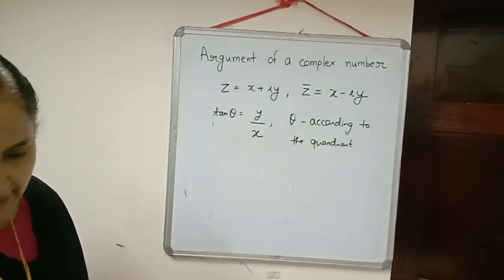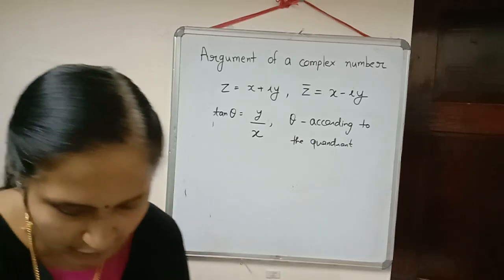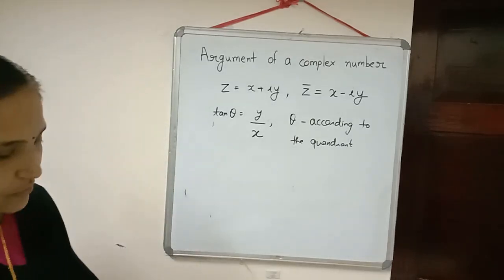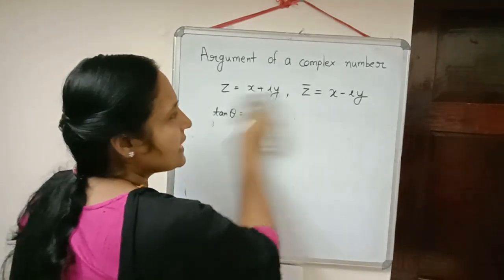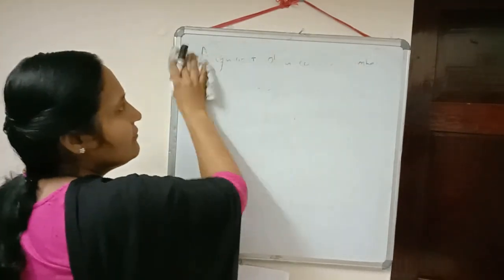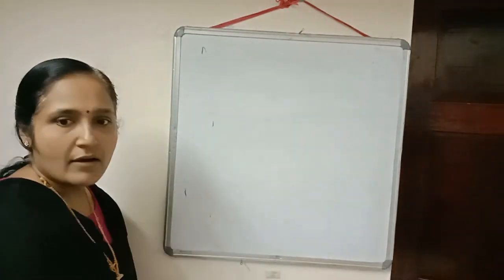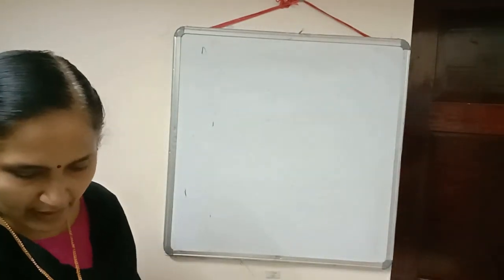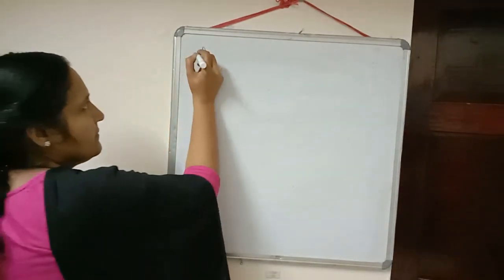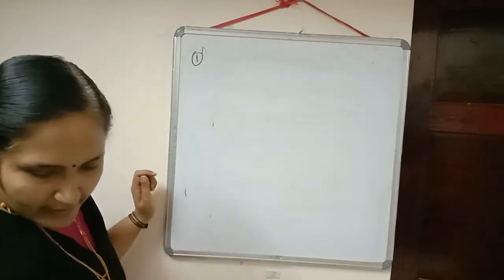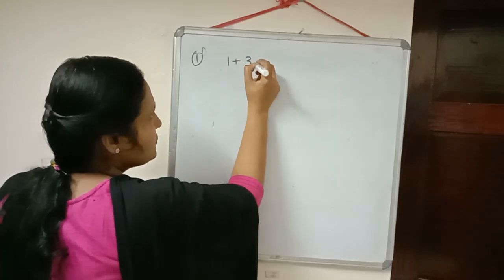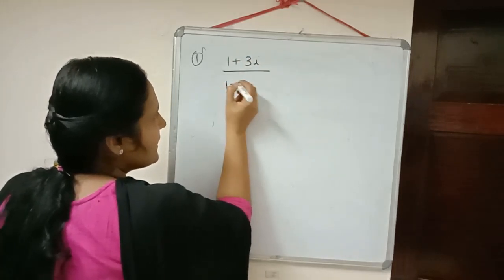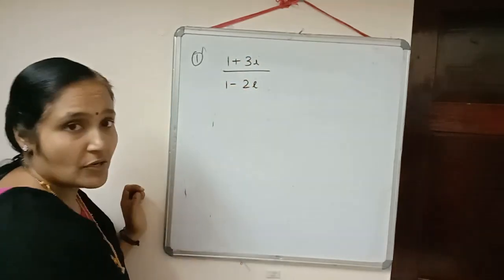Okay, so now we will discuss some questions. Write down, find the modulus and argument of the following. First question: find the modulus and argument of (1 plus 3i) by (1 minus 2i).